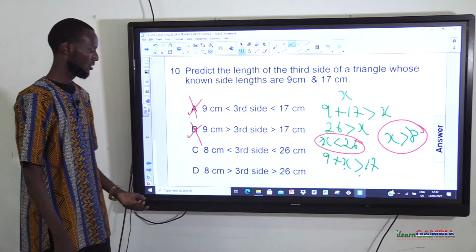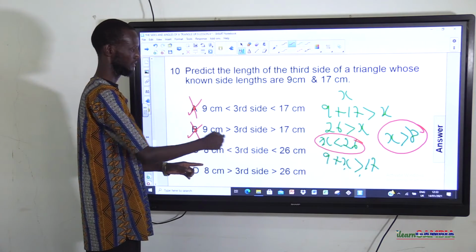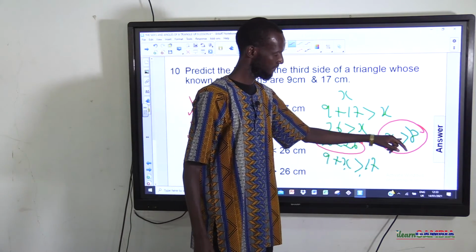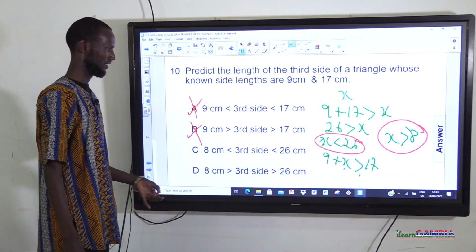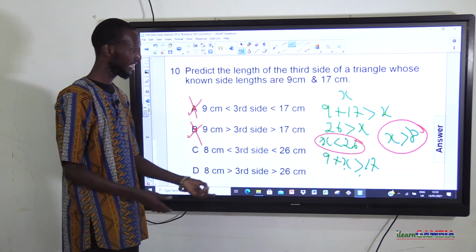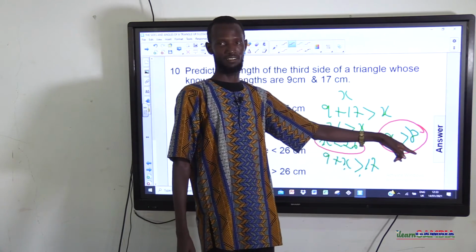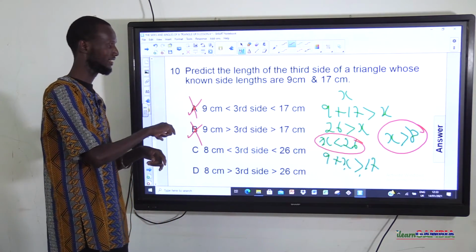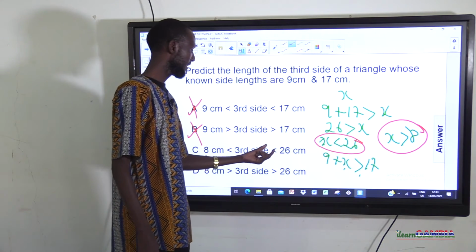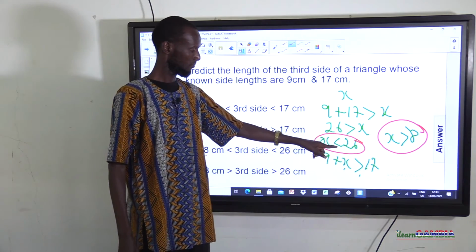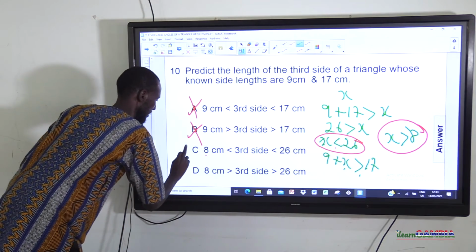They're out. Now C says 8 centimeters is less than the third side. But did we have that? No. What we had was, oh yes, we did have that. 8 centimeters is less than the third side. Actually, we had that, because our third side is greater than 8, meaning 8 is less than the third side. So we had this. How about the other one? The third side less than 26. That too we had. All right? So that means this one is correct.